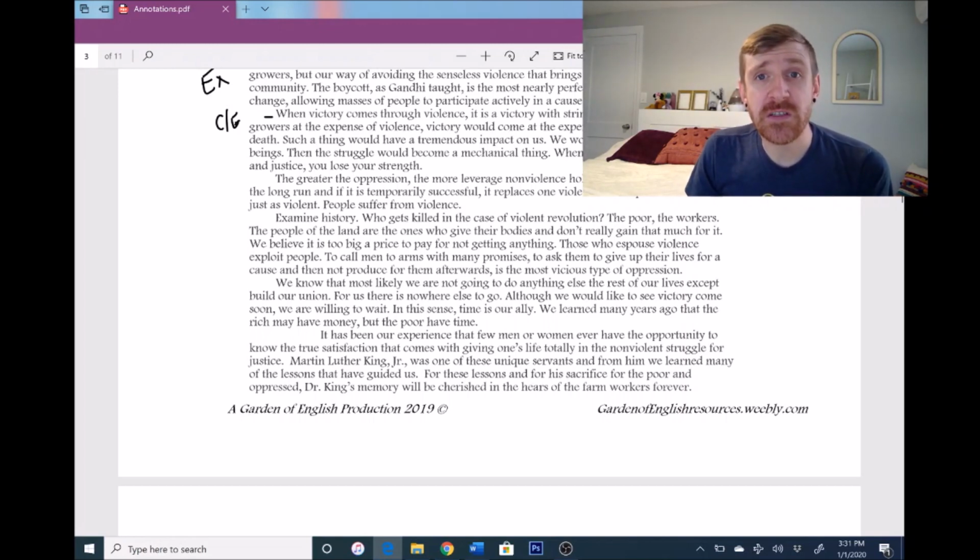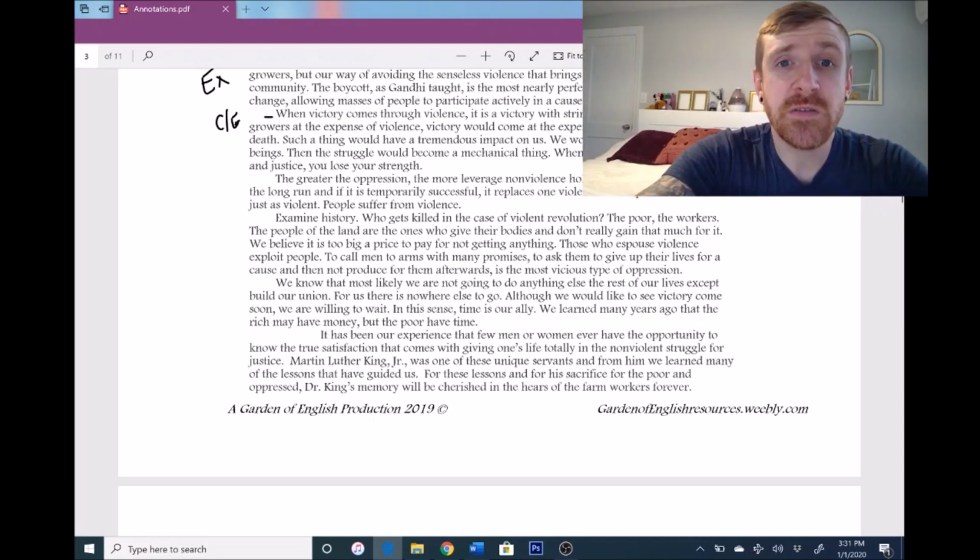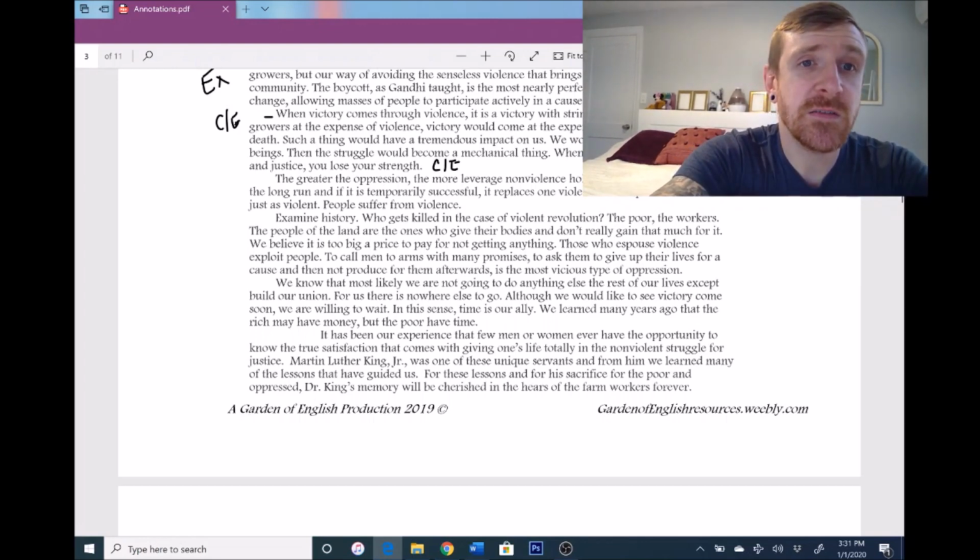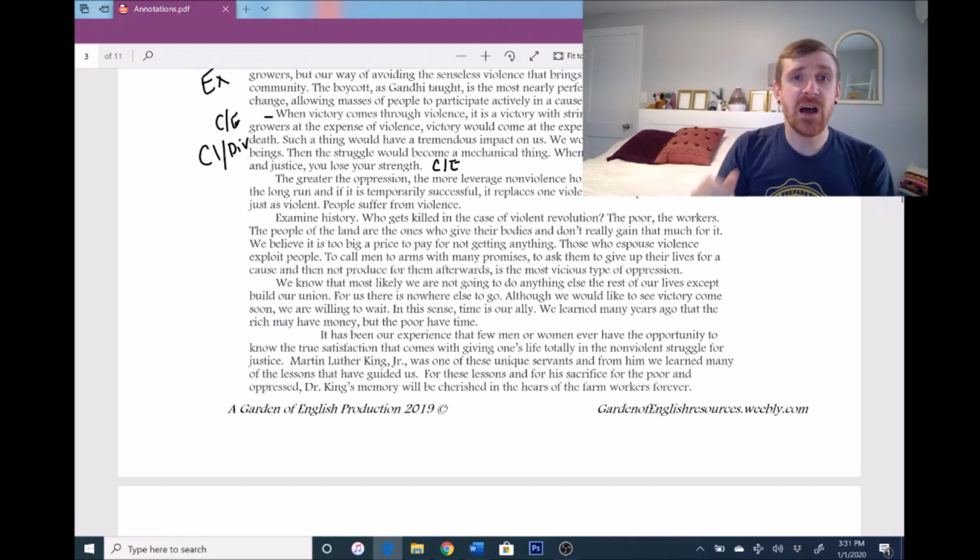And such a thing would have a tremendous impact on us. We would lose our regard for human beings. Then the struggle would become a mechanical thing, and when you lose your sense of life and justice, you lose your strength." So we do see some cause and effect here again at the end, but we also want to recognize that there is a lot of classification and division. So my kids are going to write CL/div here, and we see that with the us and the we.